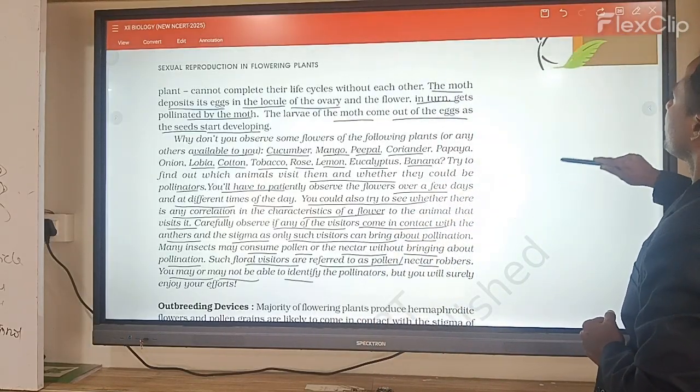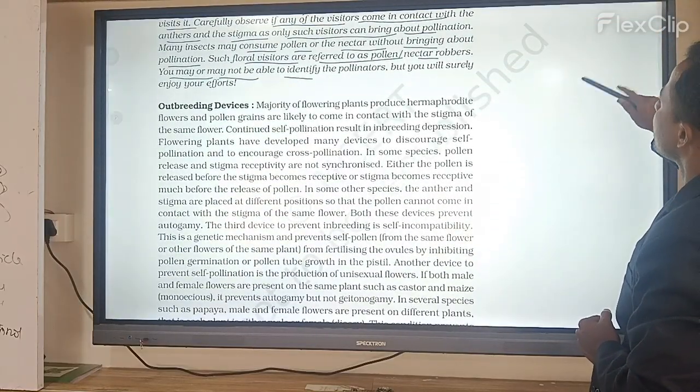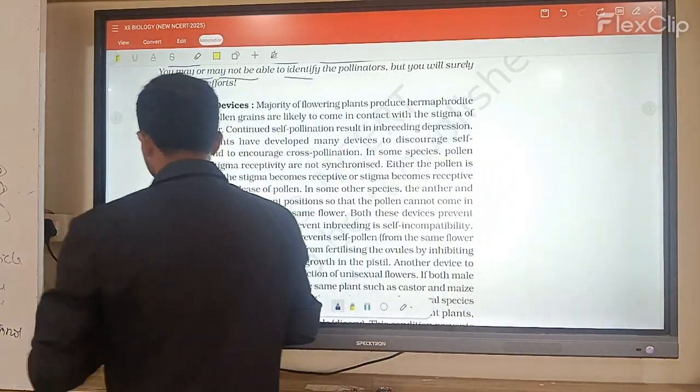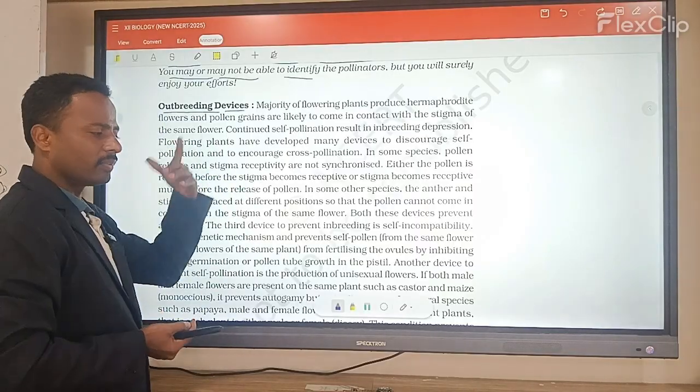So each and every flower gives nectar, and the insects completely depend upon the nectar. Next, let us discuss outbreeding devices. Let us hear a few of them.